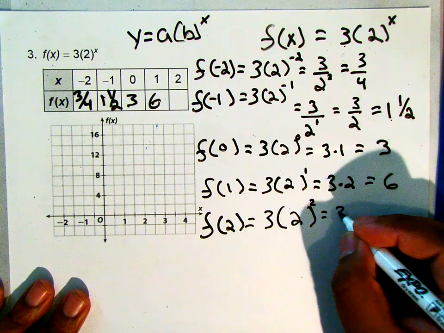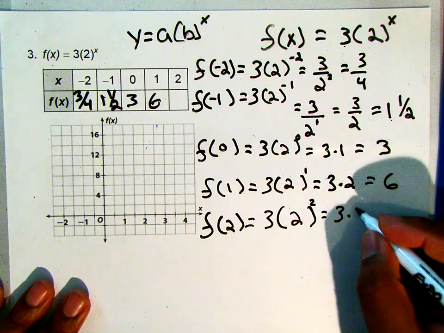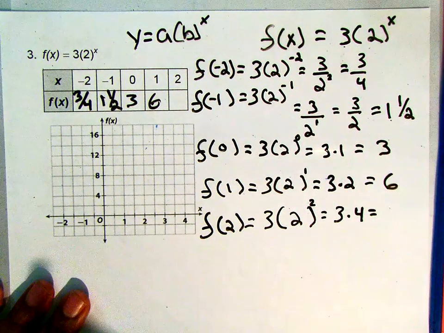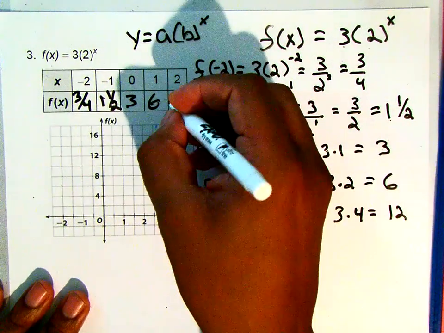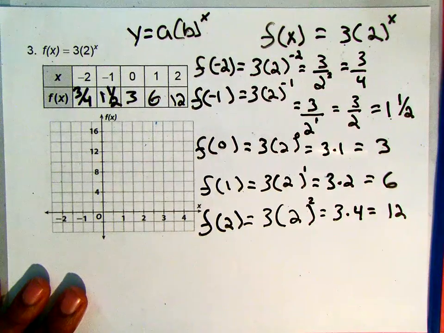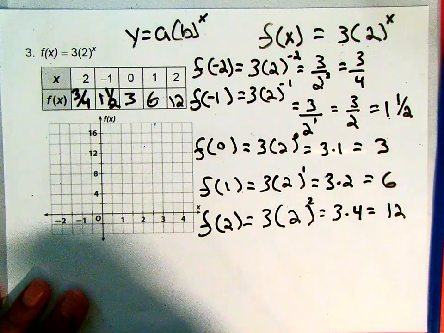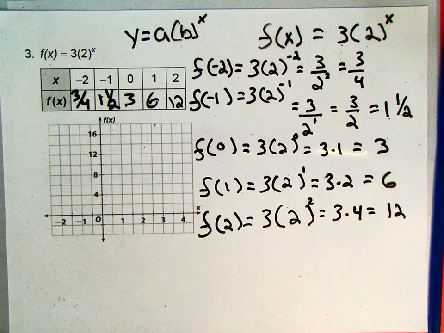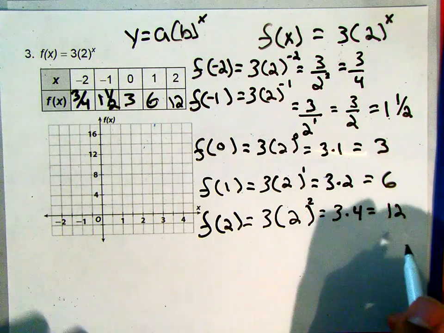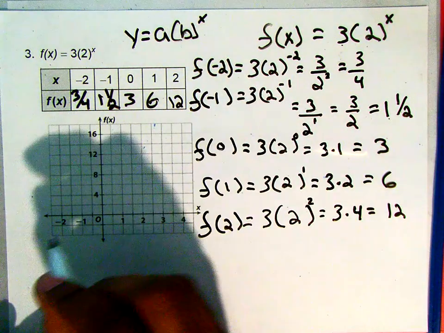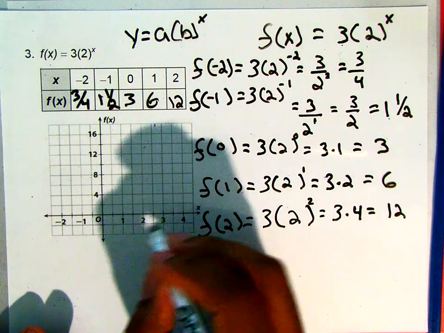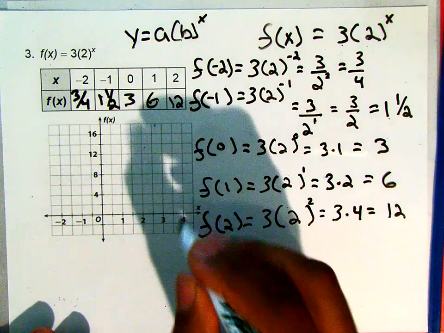That'll give me 3 times 2 to the second, which is 4, which will give me 12. So when I plug in 2, I get 12. Okay, now I'm going to go ahead and graph this here. And you'll see it won't be a straight line. It's going to be a curve to it.